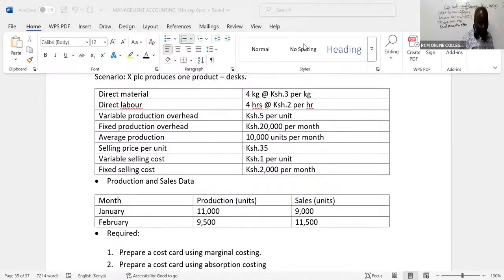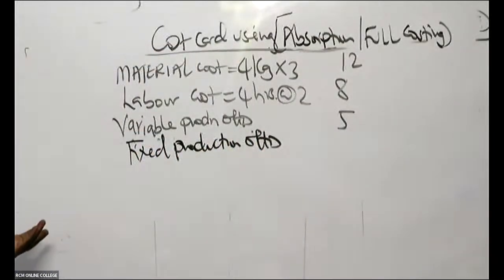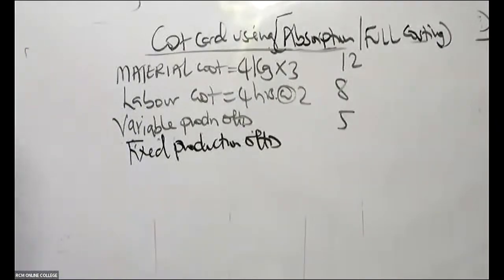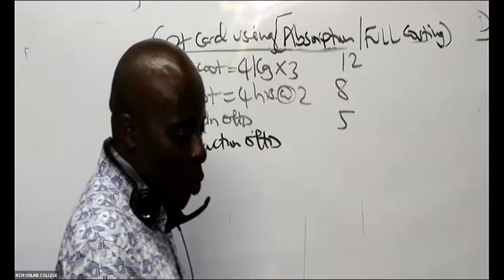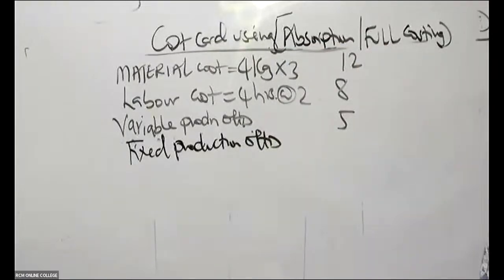And you need to be very fast like myself. I mean, you can see how fast I've written, I've just finished writing. And you are the Gen Zs. Remember, you can't take my shortcut. Karibu. This is number 2, cost card using absorption, or what we have also called in the past, full costing. Is that okay?